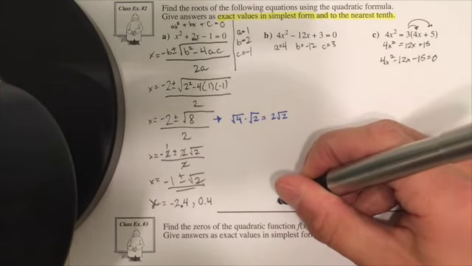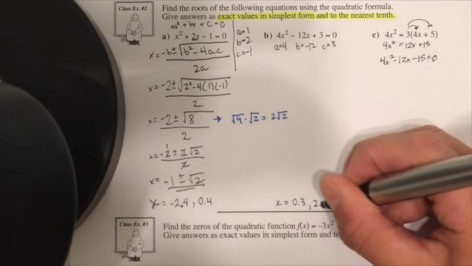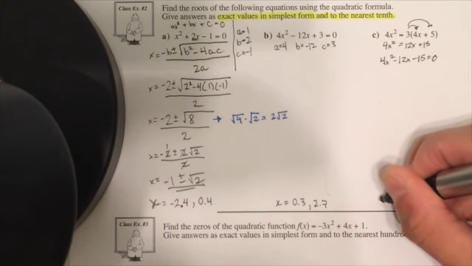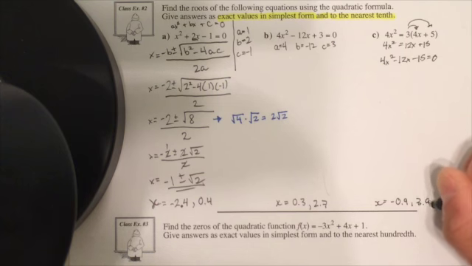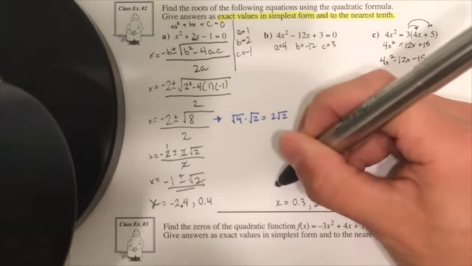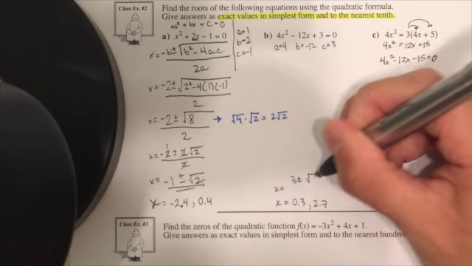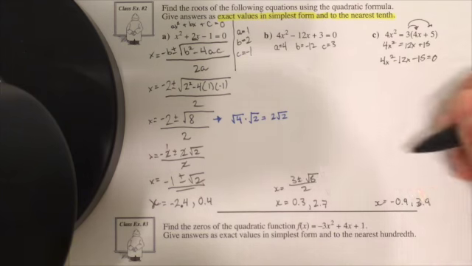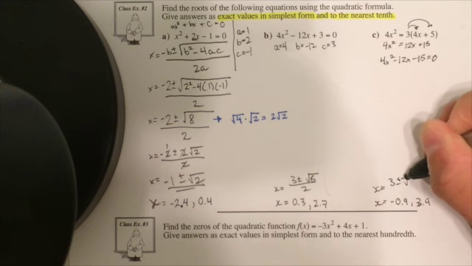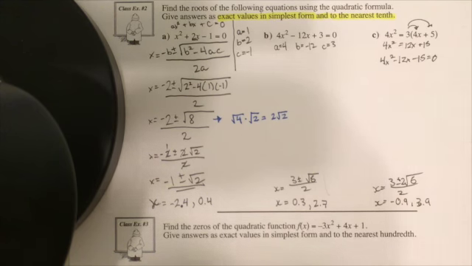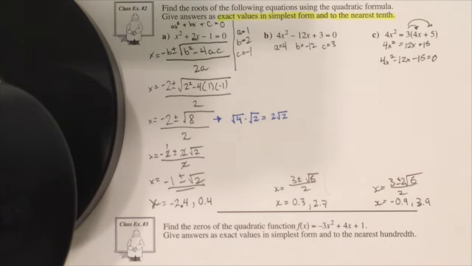And for your answers for both of them, you should find x is equal to 0.3 and 2.7. And then for this one, you should have x is equal to negative 0.9 and 3.9 once you solve it. And then your exact values should look like this: 3 plus and minus the square root of 6 divided by 2, and 3 plus minus 2 times the square root of 6 divided by 2. So that's what your exact values should look like.